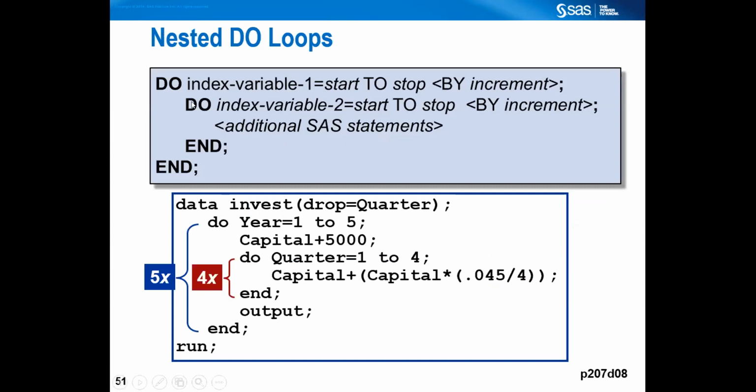See, this is called a nested do loop. So first do for year equal to 1 to 5. Within it, it will accumulate or increment your capital. Within this year, 4 quarters. This end is for this loop. Immediately write the output. This end is for this loop. Run is by default the end of your data step, and output for your current observation. So this is called a nested do loop.